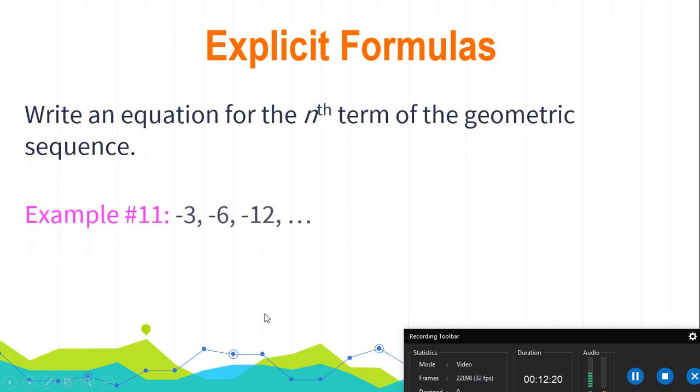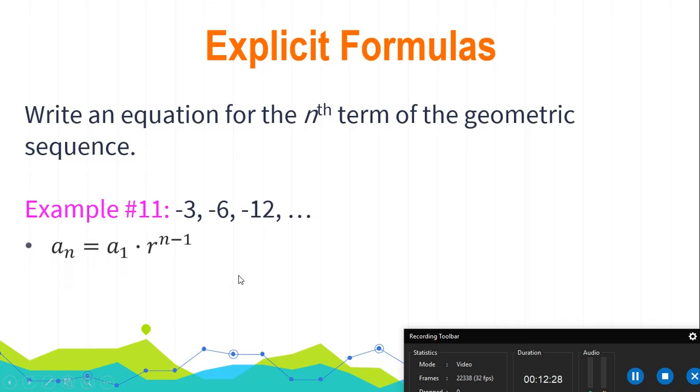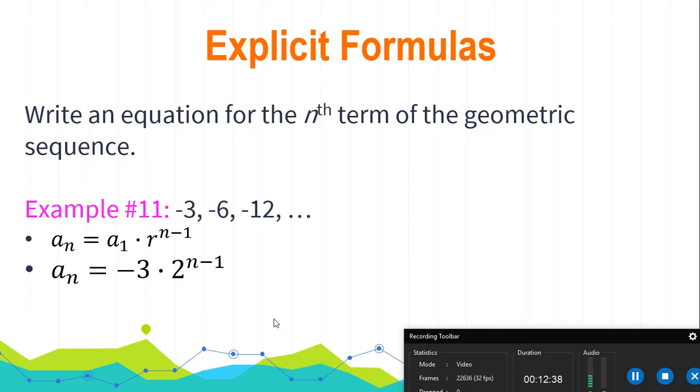We're going to do the same in example 11. We're provided a sub 1, and we also can see that I'm multiplying by 2. So take my formula. We're going to sub in a sub 1 and our common ratio of 2. And again, that's as far as I can go, but this formula will work for this sequence. Maybe now you find the 500th term.